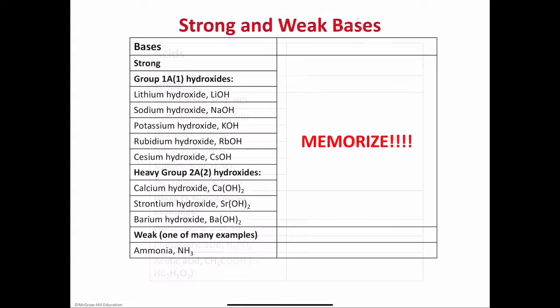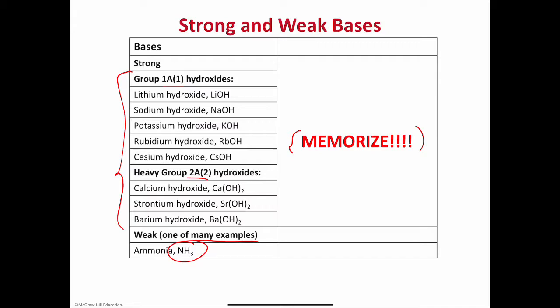vinegar. Anyhow, as far as bases go, it says here memorize, and it looks like a huge list of bases to memorize, but basically it's the group 1A hydroxides and the group 2A hydroxides. So you should be aware that when you see a group 1A or a group 2A hydroxide, it's a strong base. There are many, many examples of weak bases, but one you should be familiar with is ammonia.